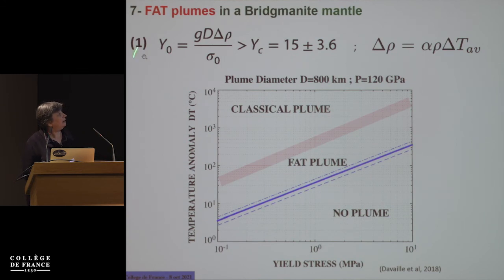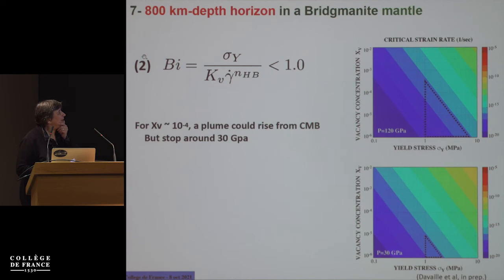But now if I apply my criteria, I see that for a typical fat plume of about 800 kilometers, as seen in tomography, if this fat plume is at an average temperature of about 100 degrees or several hundred degrees Celsius, the yield stress is going to develop if the yield stress of the mantle is typically around 1 to 10 megapascal. So it's really consistent with the type of critical yield stress that is calculated by Lille's group.